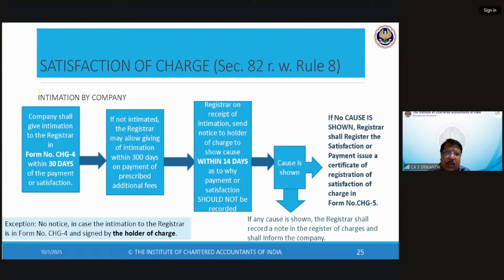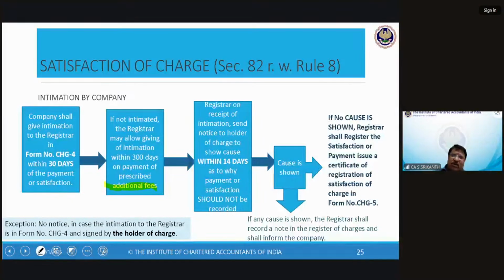If not intimated, the registrar may allow giving of intimation within 300 days on payment of prescribed additional fee. So, see, always they will add this additional fees. Wow, that's the typical Baniya attitude here. They want money. You give me money. So, 30 plus 300. Okay, 300 days. No, actually, it is not plus. Your question, before you ask the question, I will answer. 30 days. Beyond that, from the date of creation, 300 days. Sorry, from the date of satisfaction, 300 days. It's a pretty long period. The reason is satisfaction is important now. The company should not suffer because of that.